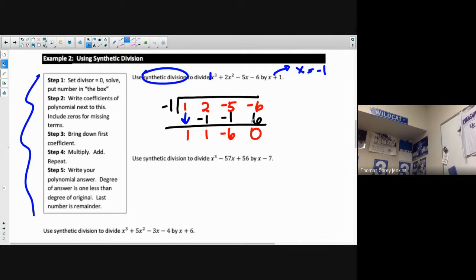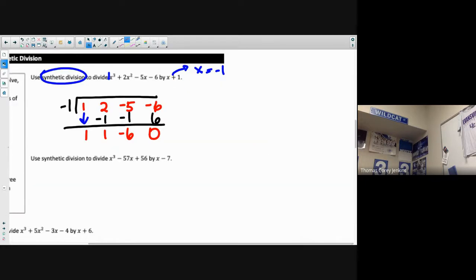Okay, so now we have to interpret what our answer is. The last one is always your remainder. So this is a constant. That's an x to the first. That's an x squared term. Okay, so now you got to be able to interpret your answer as these are the coefficients of what, right? So that's the coefficient of x squared. So it's 1x squared plus 1x minus 6 times x to the 0, or just -6, and then it has a remainder of 0.